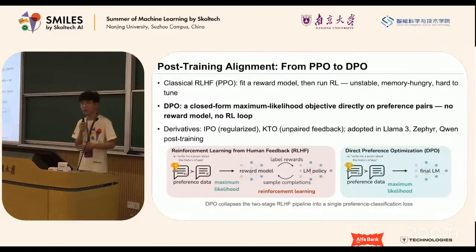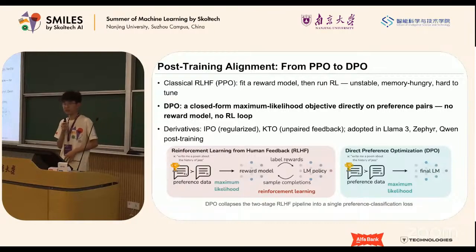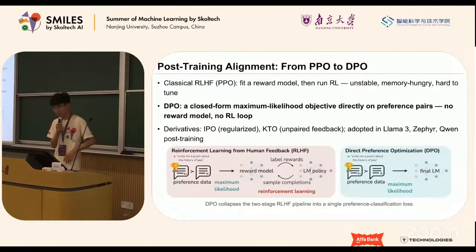Post-training alignment has also evolved a lot. While classical RLHF with PPO is effective, it requires running an active policy, reference model, reward model, and value critic, making it unstable and memory intensive. And DPO was proposed, which derives a closed-form maximum likelihood objective directly on preference pairs, reducing the need for a separate reward model and RL training loop, which also simplifies the post-training pipelines for models such as Llama 3 and Qwen.